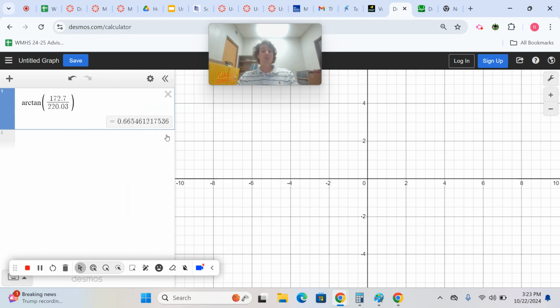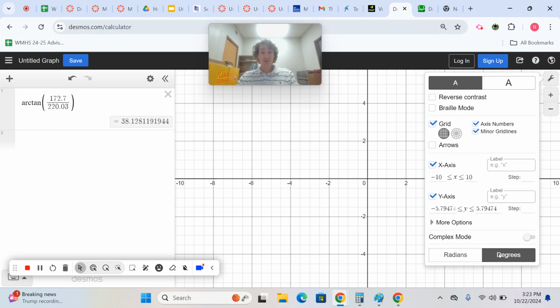One thing to make sure of if you use Desmos, and it's going to sound crazy, is to make sure it's in degrees, because you can see here, those answers are very different. If you use radians or degrees, it's a big difference. We want degrees in this case. We will use radians eventually in physics, FYI, okay? But degrees, and I get 38.13 degrees.